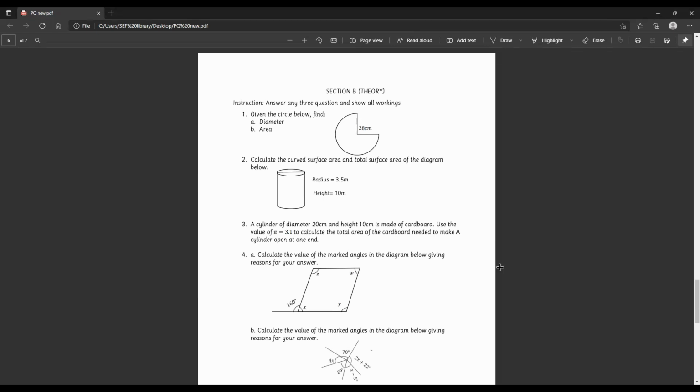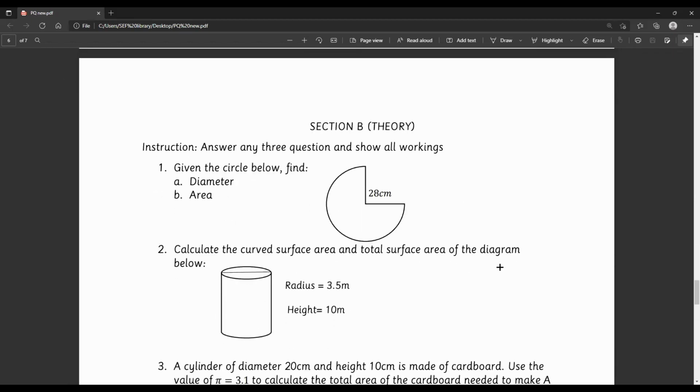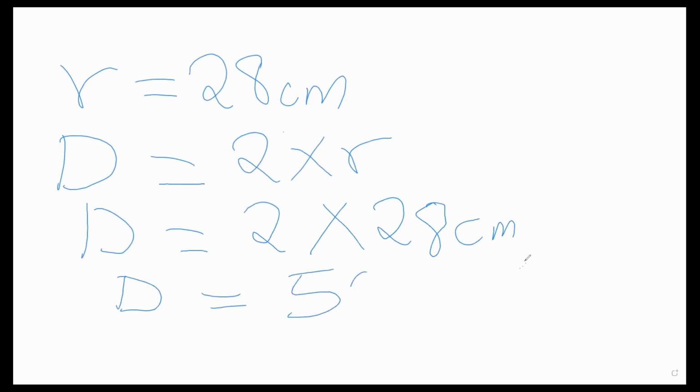I believe you can see the first question, and it says, given the diagram below, we should find the diameter of the diagram and also find the area of the diagram. In the diagram, we are given the radius to be 28 centimeter. So we'll be solving that question now. 2 multiplied by 28 centimeter, and D will be equal to 2 times 28, which is 56 centimeter. So therefore our diameter is equal to 56 centimeter.